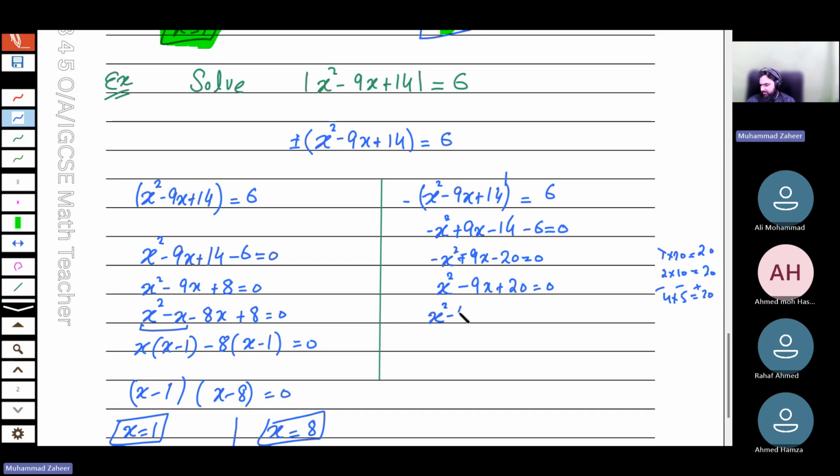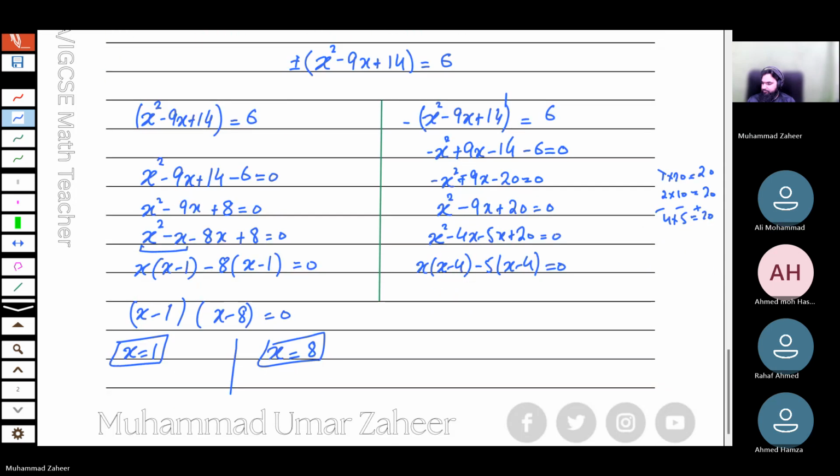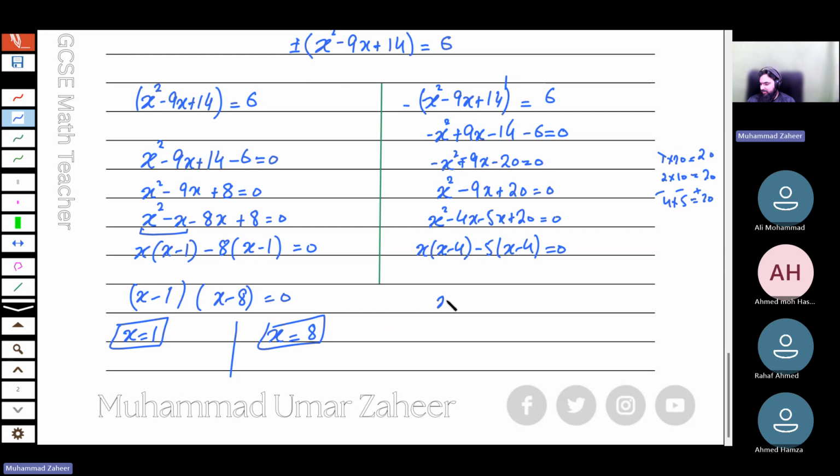So x squared minus 4x minus 5x plus 20 is equal to 0. We take x as common, it will be x minus 4. Minus 5 as common, it will be x minus 4. Now you will get x minus 4 into x minus 5 is equal to 0. So I get the answer x is equal to 4 or x is equal to 5.